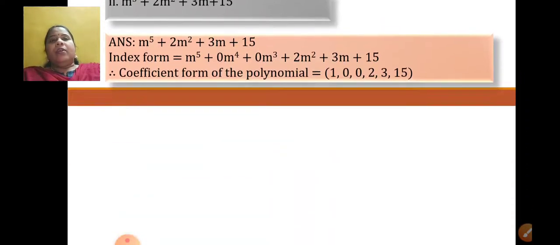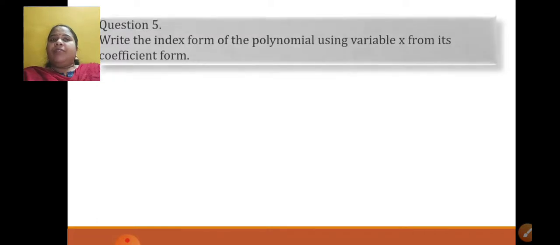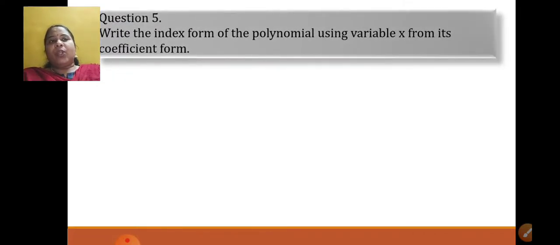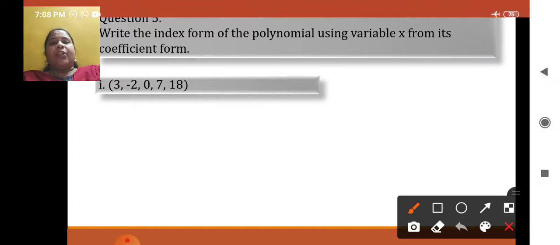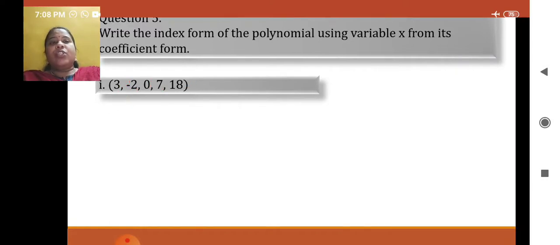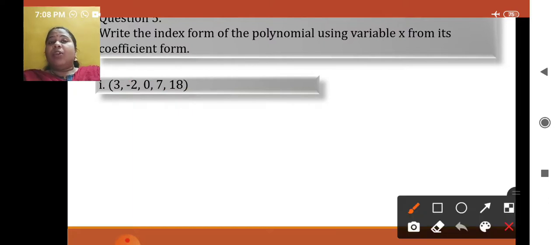Okay? Then question number 5 is to write the index form of the polynomial, and they have specified that they want it by using the variable x. Okay, so let's see the question. It is 3, minus 2, 0, 7 and 18. What should be the first step? You need to count how many terms are there. How many are there? 1, 2, 3, 4 and 5. There are 5 terms. So degree should start with number of terms minus 1. So degree should start with 4.